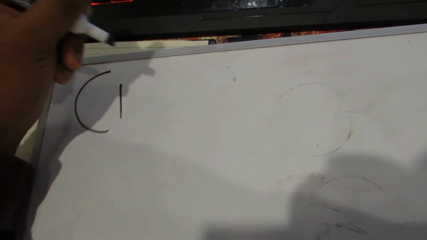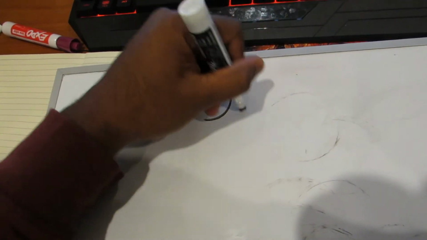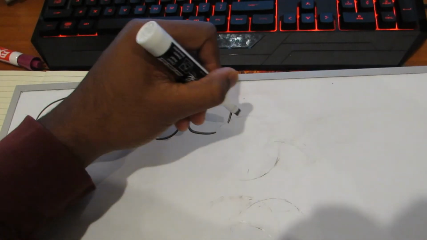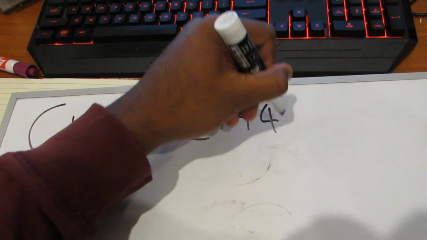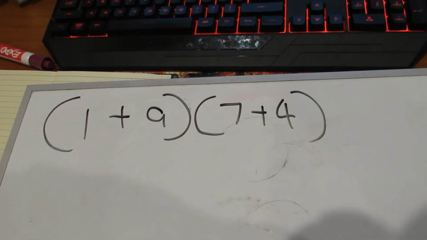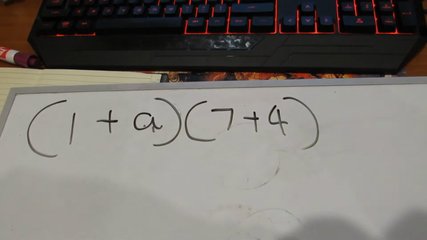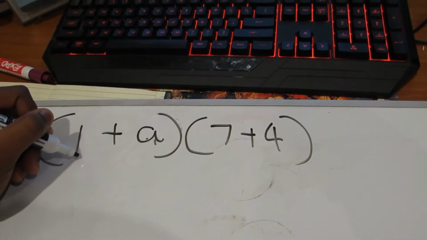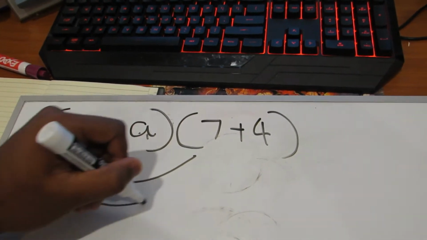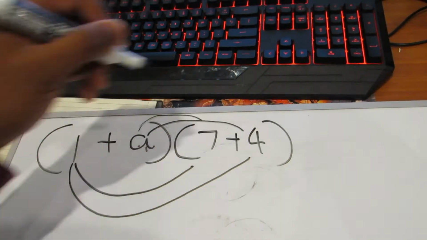So now let's focus on a different question. If I write 1 plus a, and then have another bracket of 7 plus 4, one of the questions could ask, expand the brackets. So what you would have to do, remember, that's an a. What you have to do is multiply the 1 by the 7 and multiply the 1 by the 4, and similarly with the a, you would have to multiply that and multiply it by that.